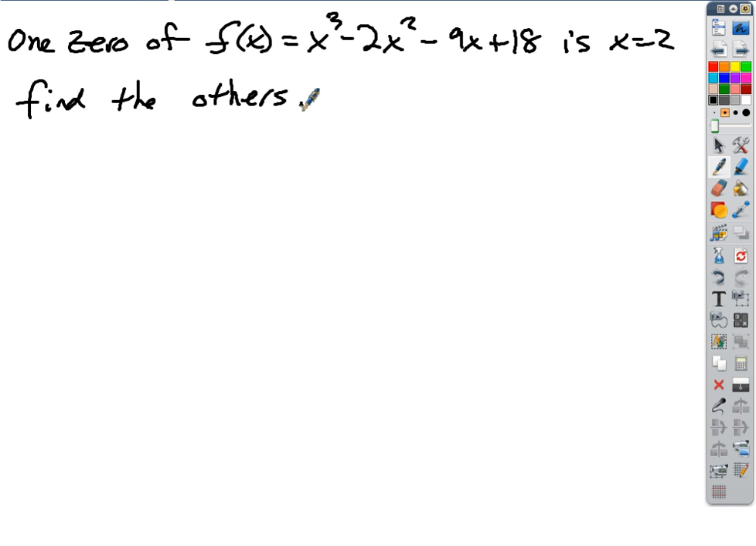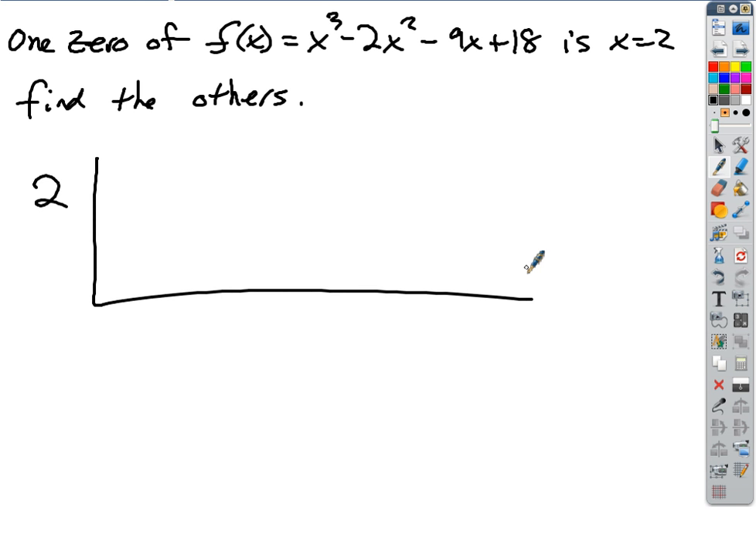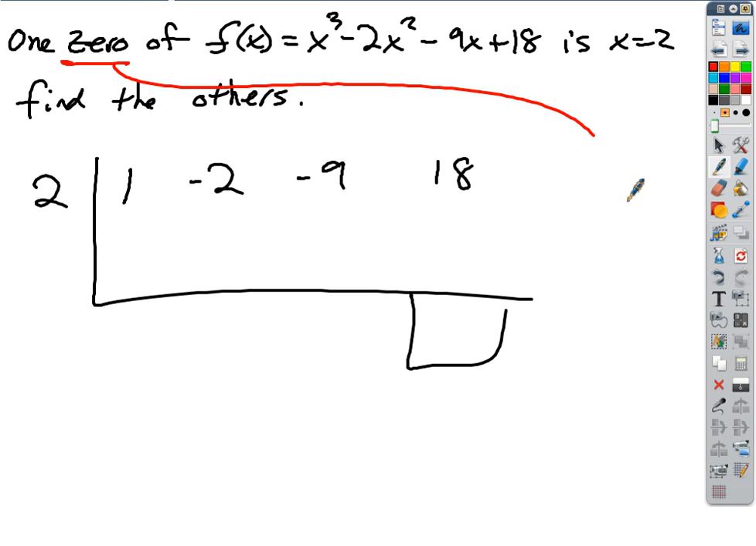So now look how simple this is. If they give us 1 zero of this polynomial and ask us to find the others, then we're just going to do this synthetically. We'll put that 2 out front. We'll run it through this polynomial. So the coefficients are 1, -2, -9, and 18. What does the remainder have to be? If this is a 0 of the function, what's the remainder? 0. It goes in evenly, right?